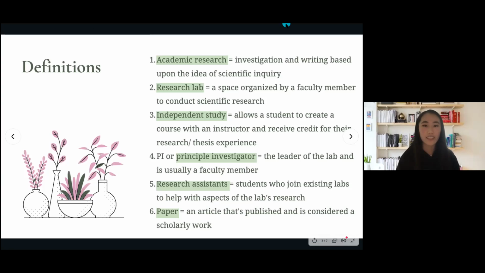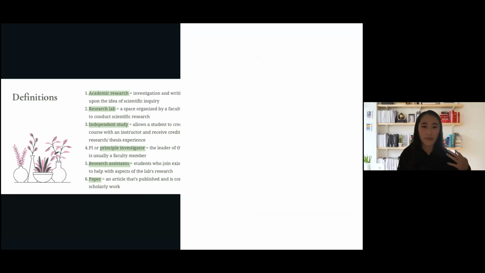Secondly, a research lab is a space organized by a faculty member to conduct scientific research. So currently, like I mentioned earlier, I'm part of one of the biosci labs, and my lab specifically does work in spatial neuroscience and navigation. And the lab space is organized by my faculty mentor.